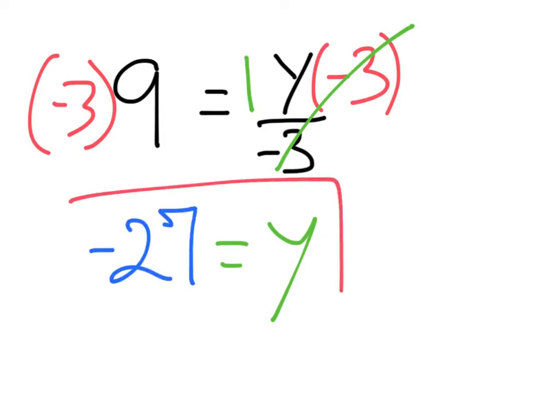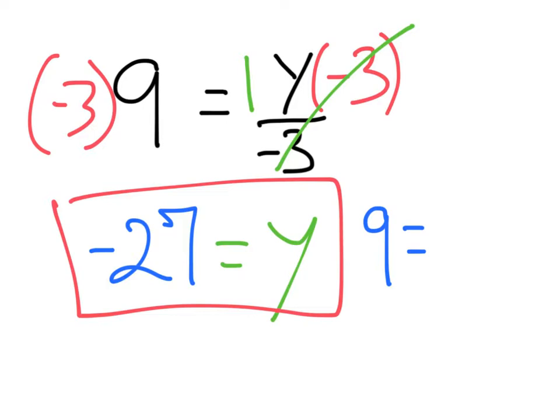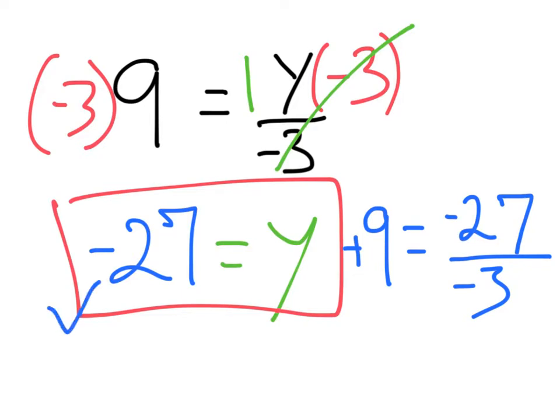So this is our answer, but we've got to check our work. So let's rewrite this. 9 equals negative 27 divided by negative 3. Well, negative divided by negative is a positive, and this sure is a positive 9, right? And 27 divided by 3 is 9. So yeah, y does equal negative 27. Great.